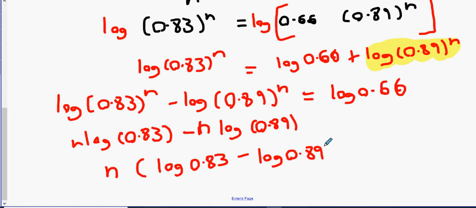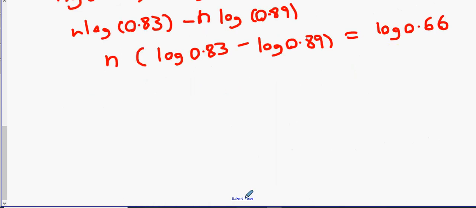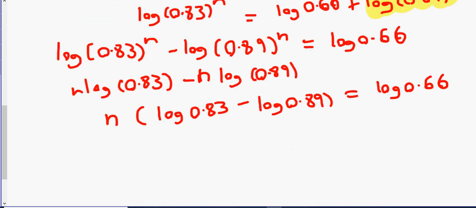Now, I could do the division rule there, couldn't I? Is there any need to do the division rule? Does everybody know what I mean by the division rule? What's log x take away log y? Yeah, it's log of x over y. I could do 0.83 divided by 0.89. Is there any need though? I just throw it all underneath, couldn't I? And just use my calculator to get myself the answer.